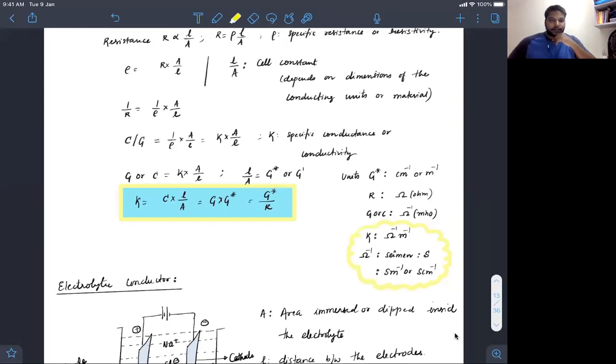I would suggest all of you to frame your own definition for kappa, that is conductivity, molar specific conductance or conductivity. You can see for unit dimensions of the cell, which includes unit length and unit cross-sectional area, the amount of conductance which is seen in that unit, in that material, is what we call it as conductivity.